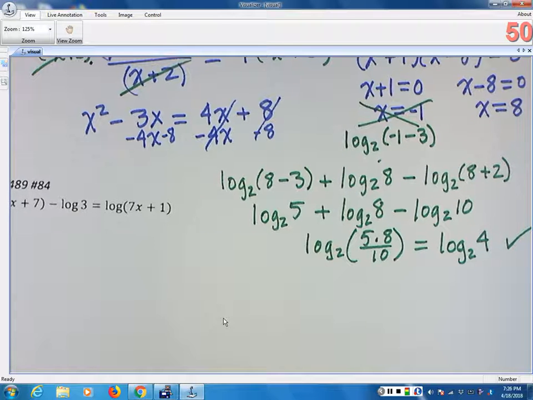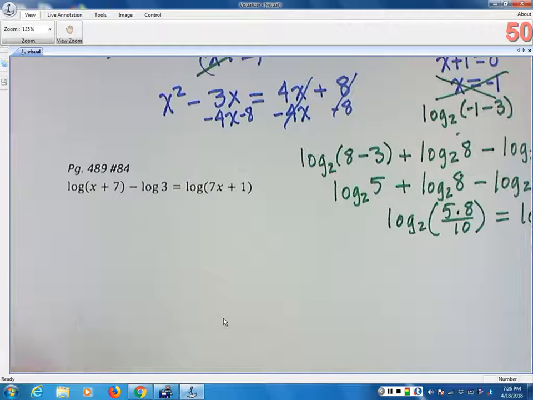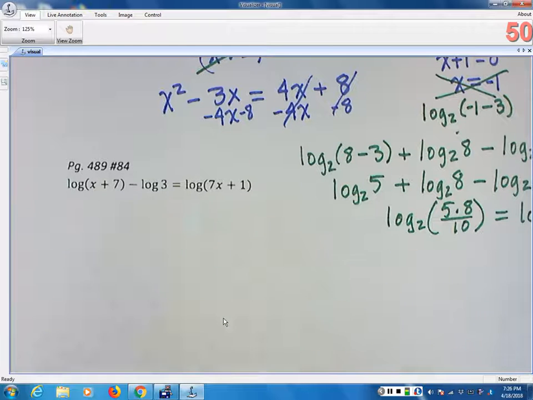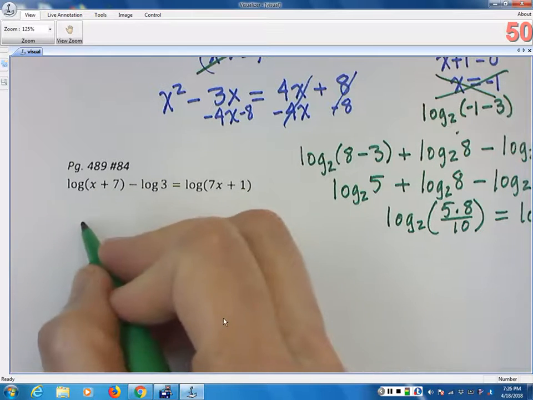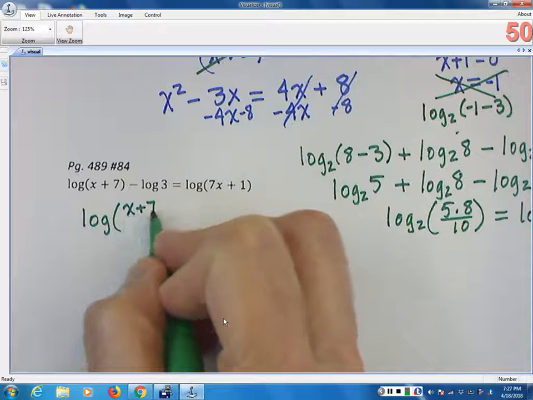Okay. The last one, we need a single log equals a single log, so we're going to condense the left side. So we're subtracting, so this is going to be log of x plus 7 divided by 3.